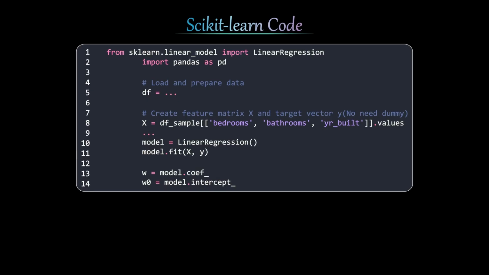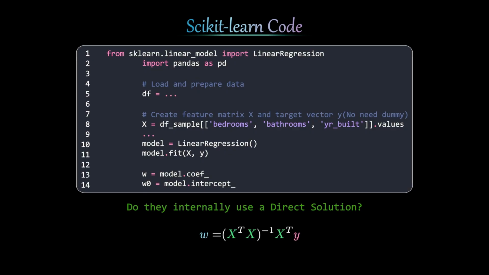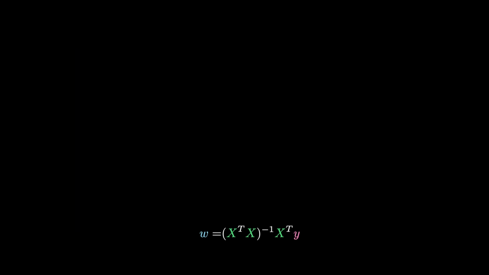Alright, now let's move on and take a look at scikit-learn. Since the code is really simple, I'll skip the detailed explanation here. You can check the code yourself, but I have one question for you. When the fit method runs in TensorFlow or scikit-learn to find W, do you think it uses the direct solution internally? The answer is no, it doesn't. And the reason is that the normal equation is computationally expensive.